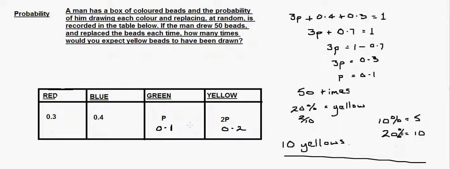So don't be afraid of probability. It's not that difficult. It's just a question of take your time. What do you know and what do you need to know, and then how do you go about finding it? Okay, so I hope that helps, and I'll move on.